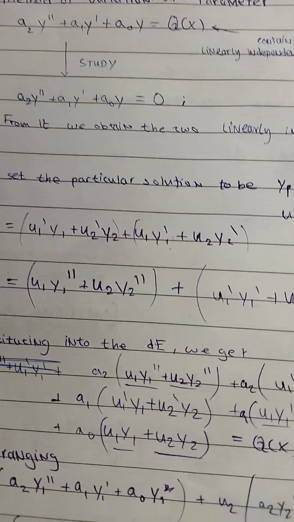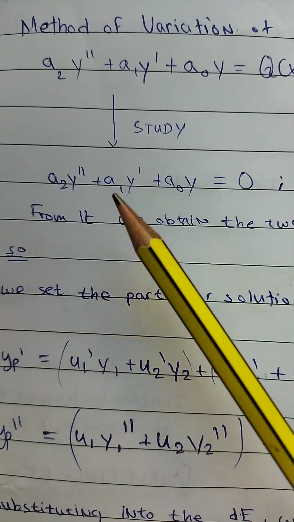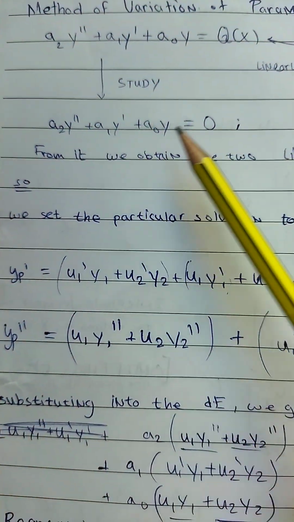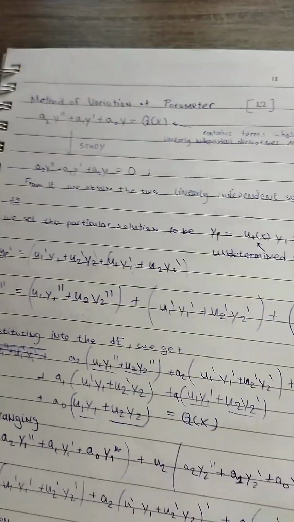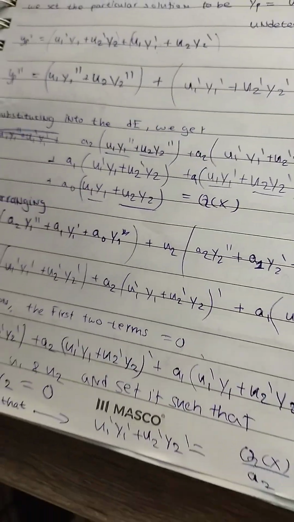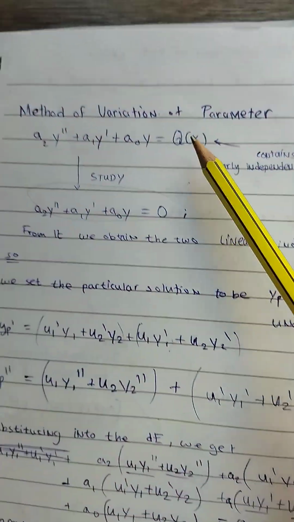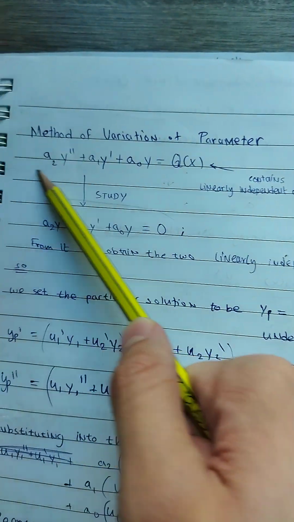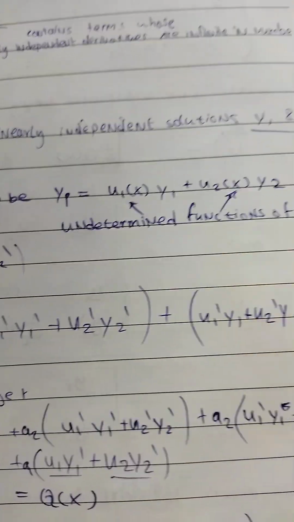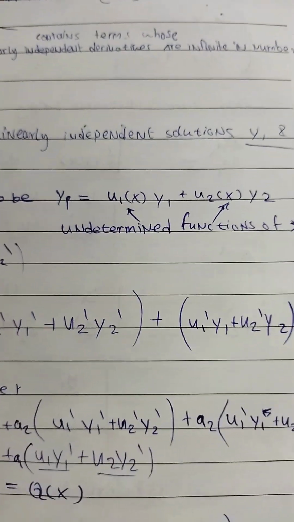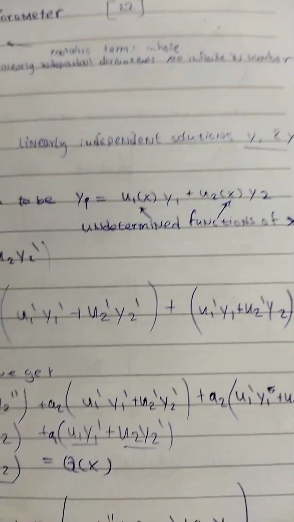And it depends on whether or not you can find the two linearly independent solutions to the homogeneous counterpart. If you can find those two solutions, then you can set yp, the particular solution of the original equation, to be equal to u1 multiplied by y1 plus u2 multiplied by y2, where both u's are undetermined functions of x, which we will find.